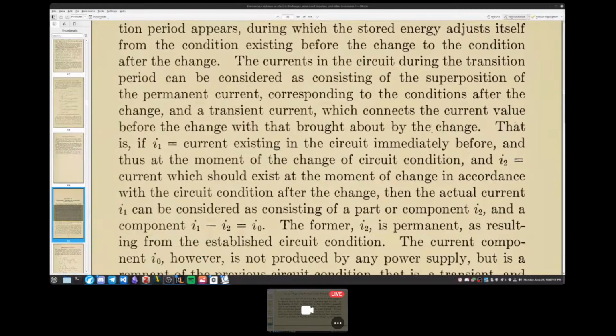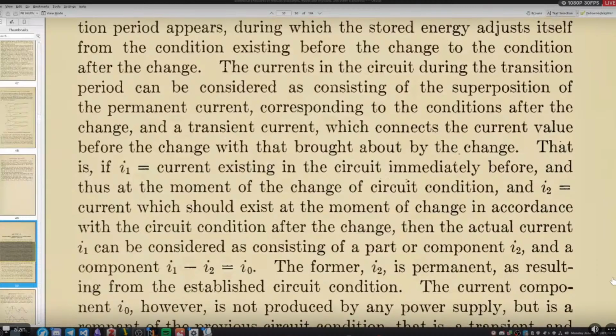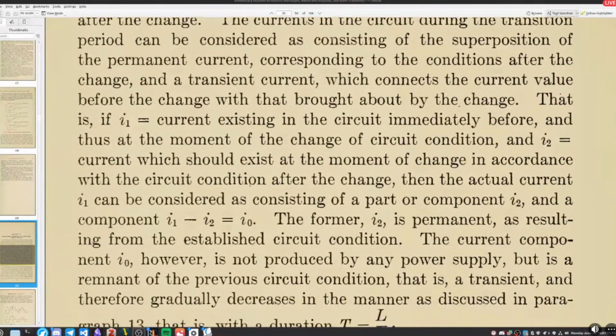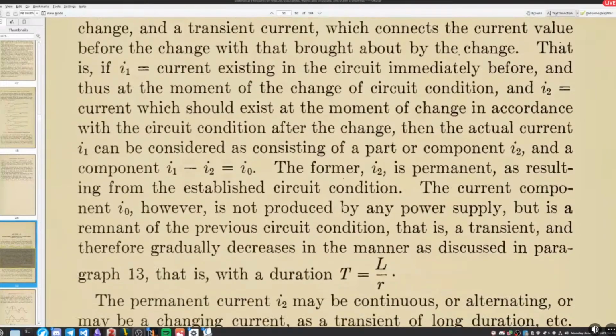That is, if I sub 1 equals the current existing in the circuit immediately before, and thus at the moment of the change in the circuit condition, and I sub 2 equals the current which exists at the moment of change in accordance with the circuit condition after the change, then the actual current I sub 1 can be considered as consisting of a component I sub 2, and the component I sub 1 minus I sub 2 equals I naught. The former, I sub 2, is permanent as resulting from the established circuit condition.